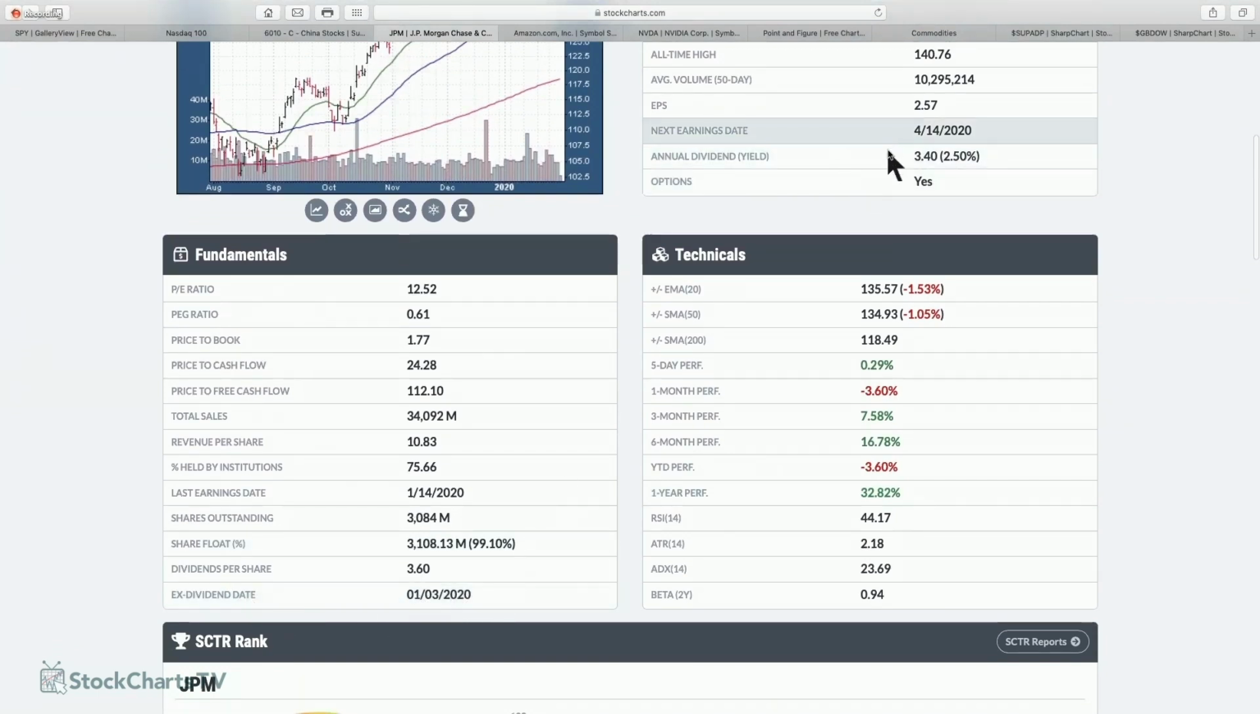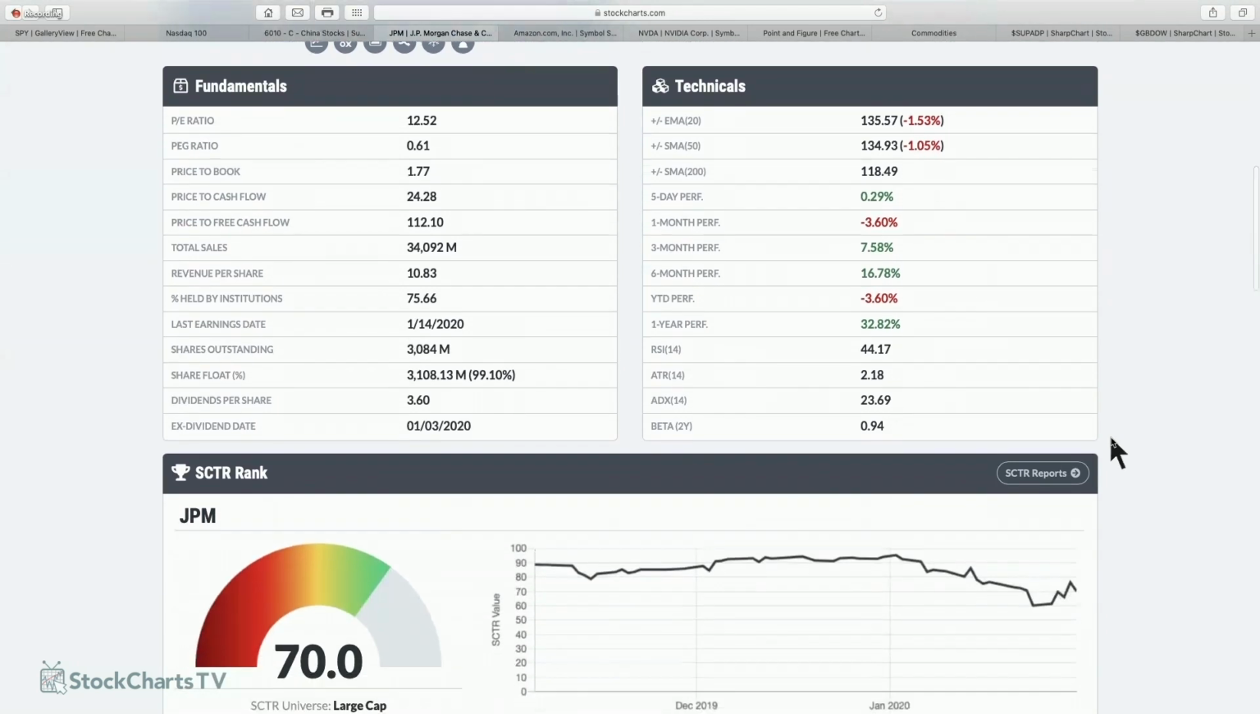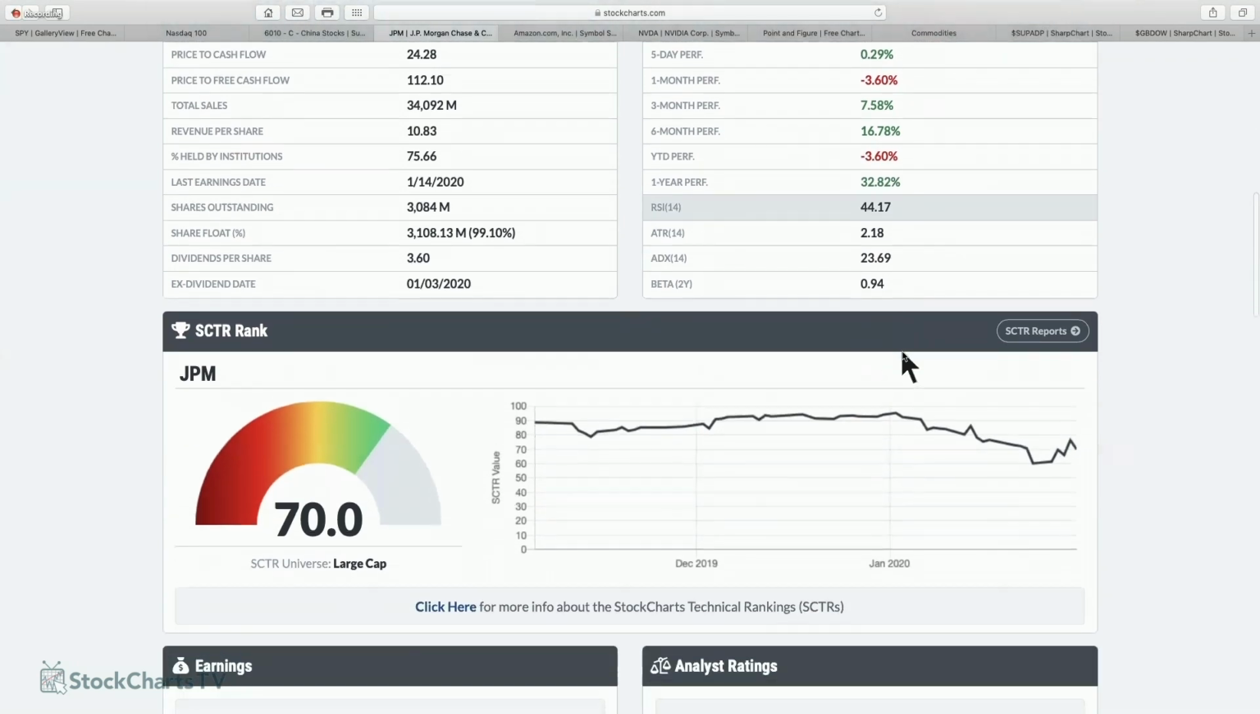And up here, it tells you that the next earnings date is April the 14th. The annual dividend currently is $3.40 or 2.5%. So lots of nice data on here. And again, we were looking at the Amazon stock before, and you can just see everything soaring. Well, this one has an RSI of 44. Compare that to a 75, and that's quite a bit different.